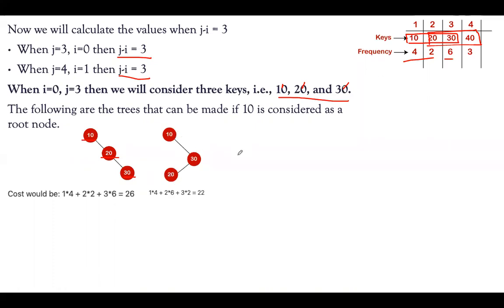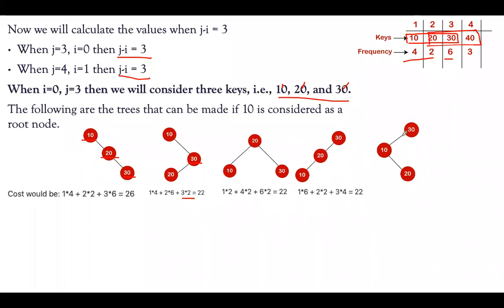Here the comparison cost will be 22. Okay, 1 into 4, 2 into 6, and 3 into 2. Next, 20 as root. With 20 as root, only 1 tree is possible, and its cost will be 22. And 30 as root: 30, 20, 10, cost will be 22. And one more combination is 30, 10, 20, and cost is 20. So among all these trees, this is the optimal tree.